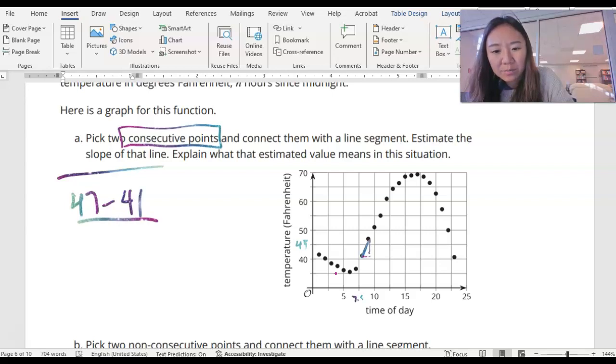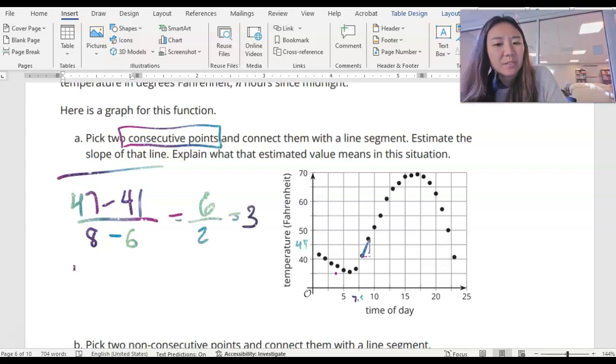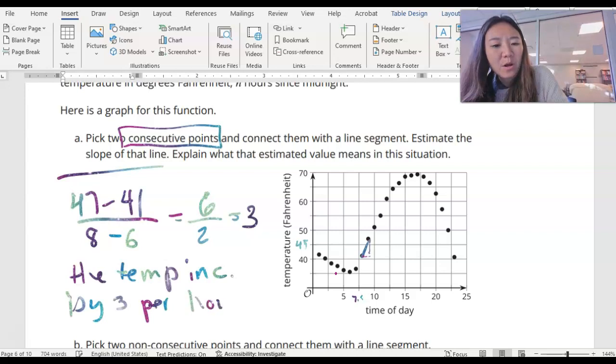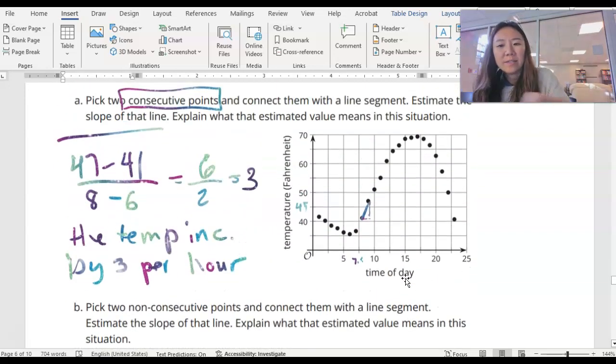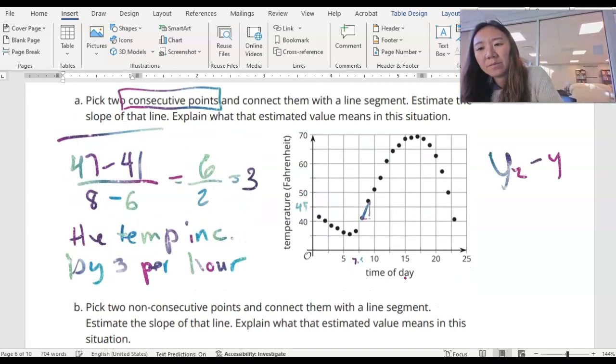So here, this would be like 6, and then our later value looks to be about 8. And so we're going to get here 47 minus 41 is 6 over 2, it's just 3. This means the temperature increases by 3 degrees per hour on average. Okay, so again, this is coming from this formula.